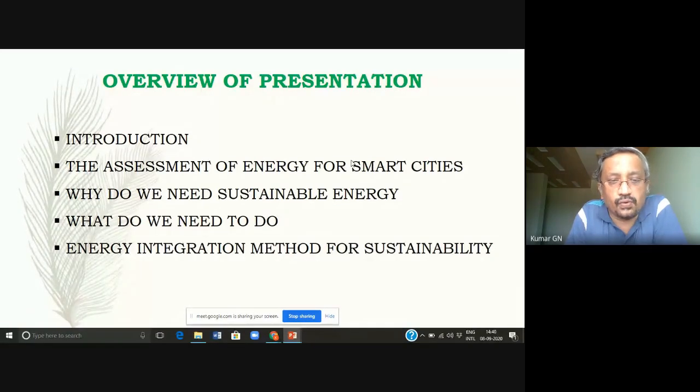What do we need to do to introduce sustainable energy, or after analyzing the sustainable energy, what do we have to do as a local person, as a municipal corporation, or the state government, or the central government? What do they have to do? And finally, the energy integration method for sustainability. Different energies are connected, or we can identify them, to make sustainable energy for the smart cities.